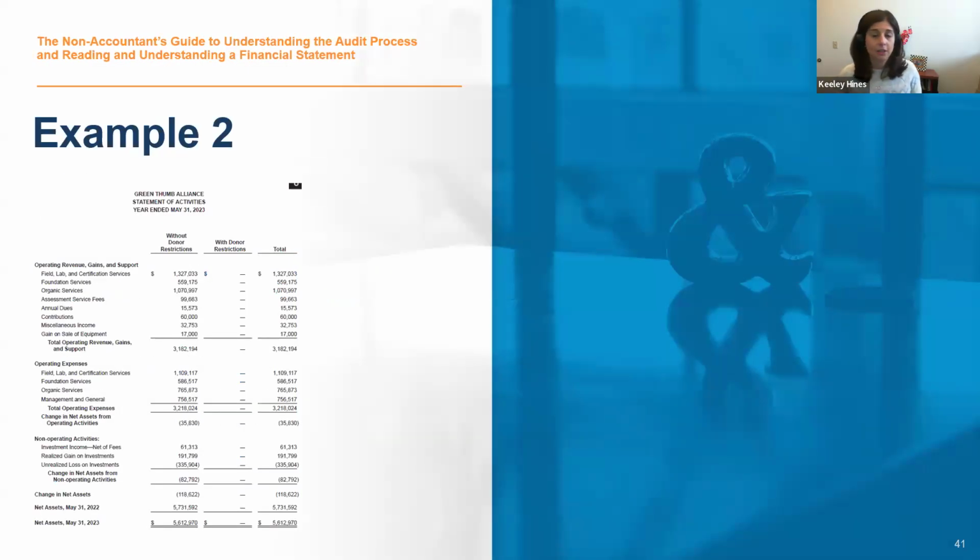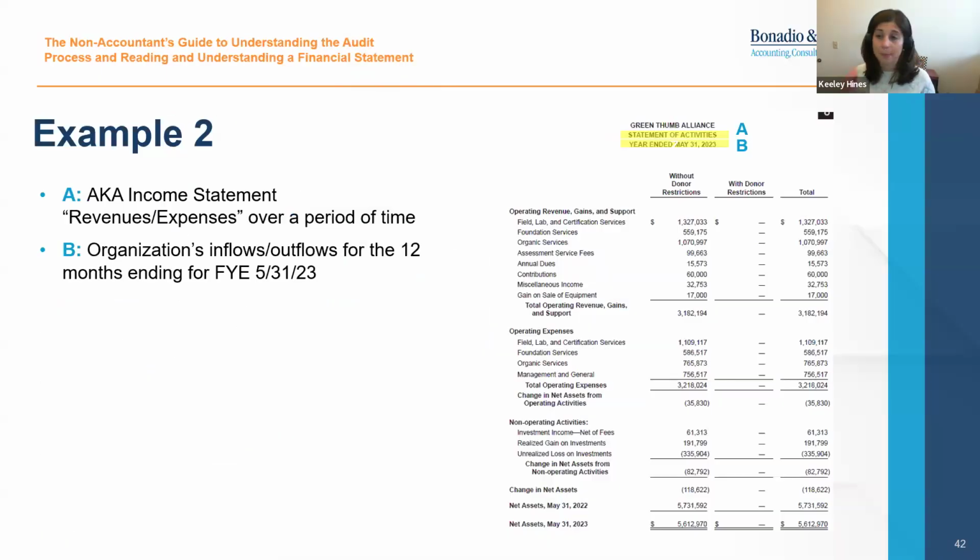Okay, let's take a look at the statement of activities. So again, reminder that this is your profit and loss or your income statement. So it is showing you your revenues and your expenses over the period of the 12 months ending May 31, 2023.